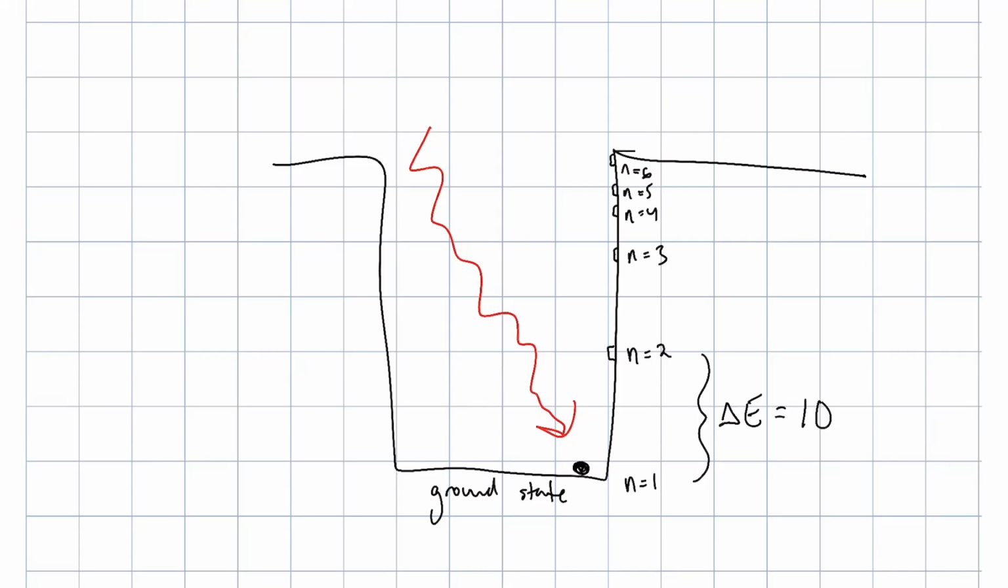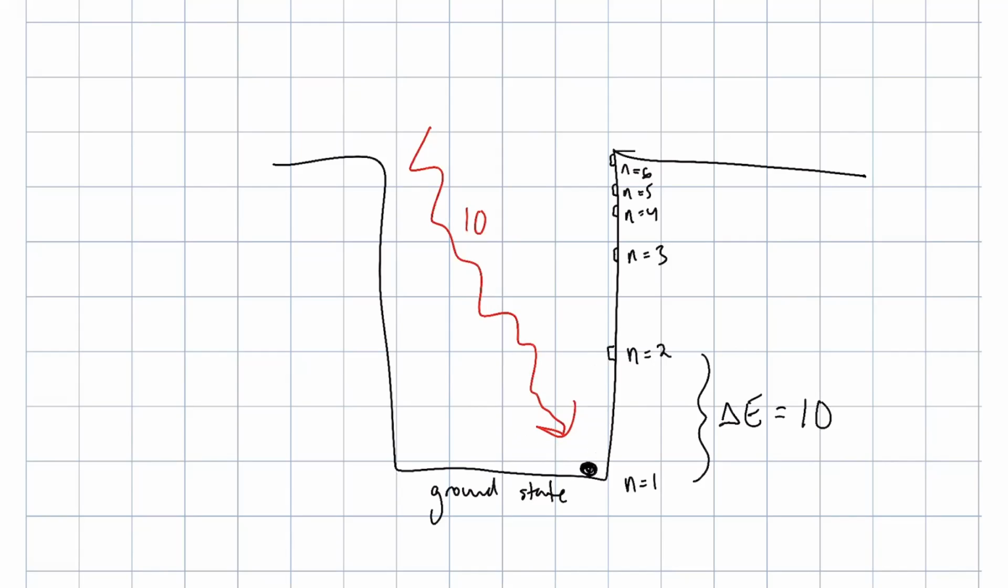But if we hit it with a photon that has an energy of 10, then all of a sudden this electron will make the jump by absorbing that amount of energy.